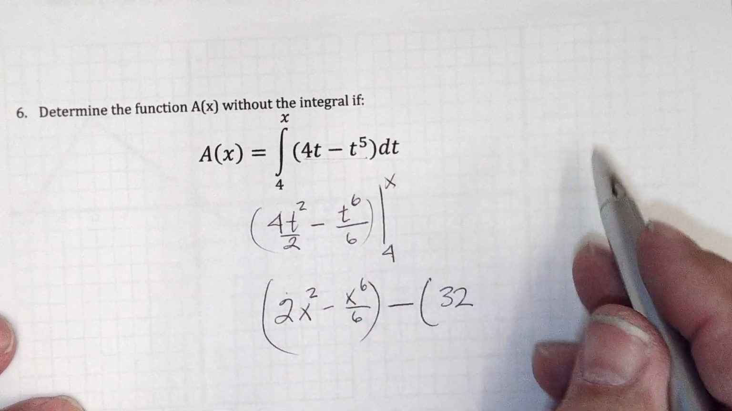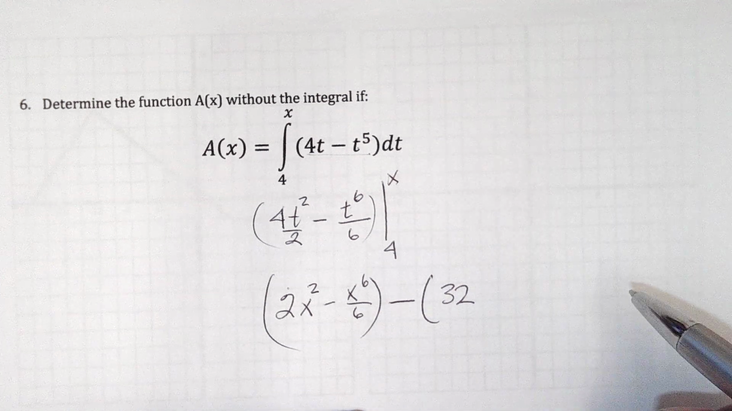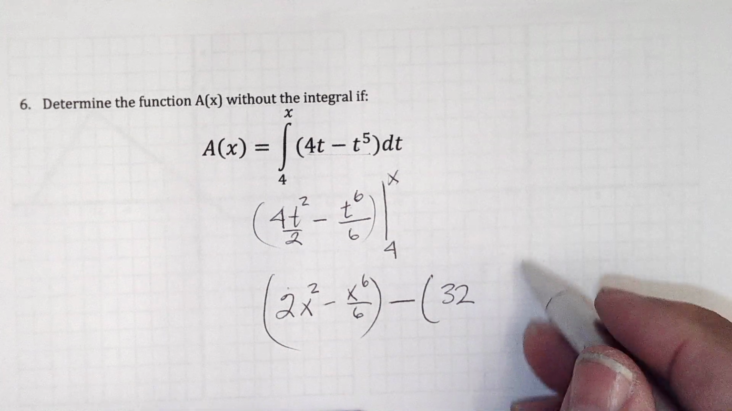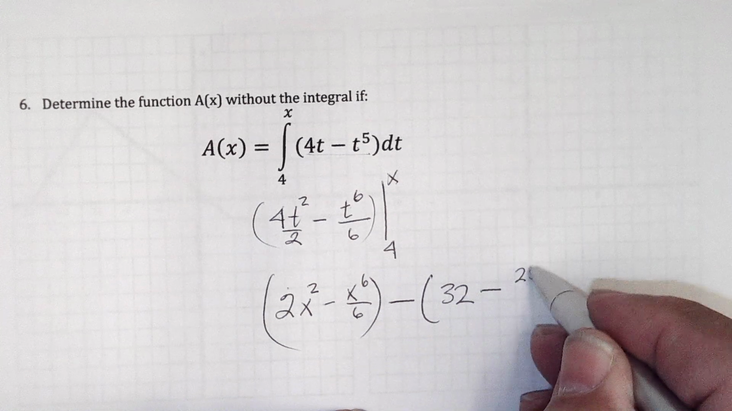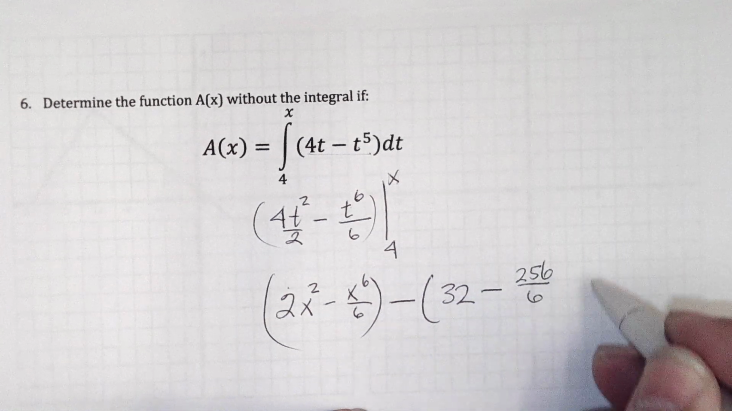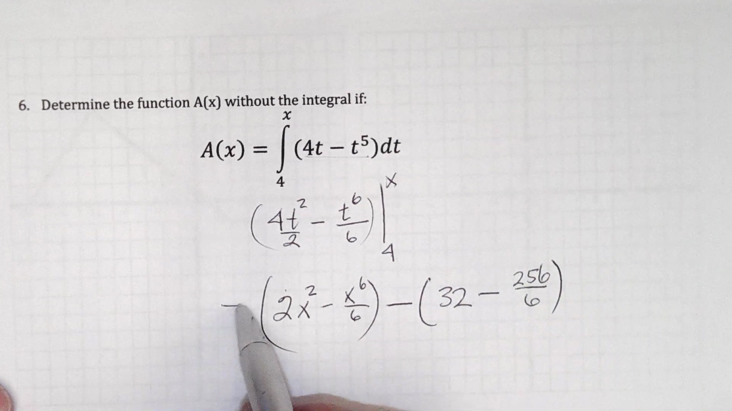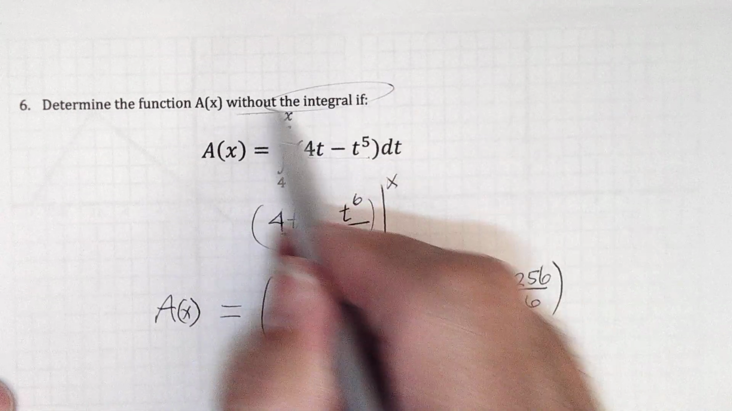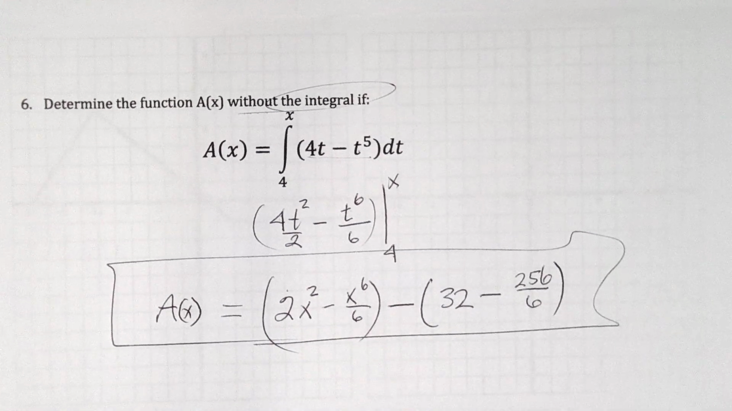4 to the fourth. 4 times 4 is 16 times 4 is 64 times 4 is 256, I believe. Minus 256 over 6. And this would be a of x without the integral. And there's some simplifying you could do, but I'm not worried about it.